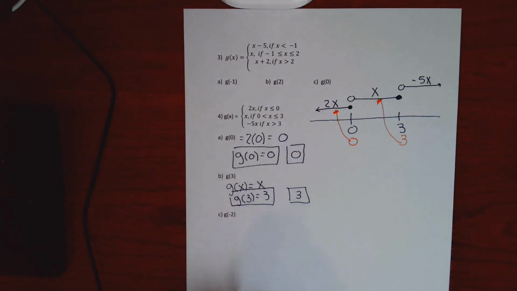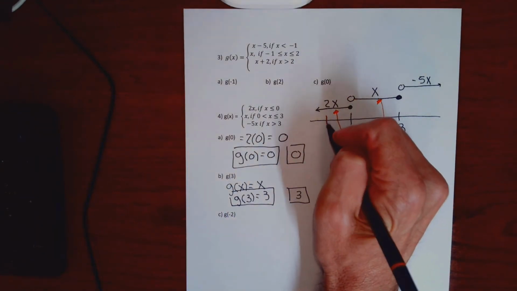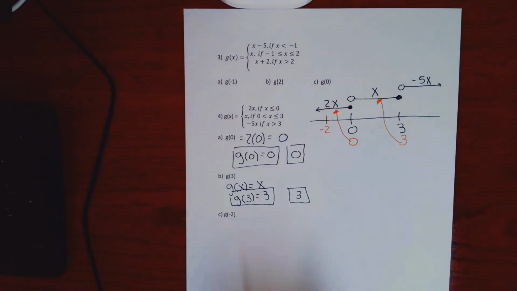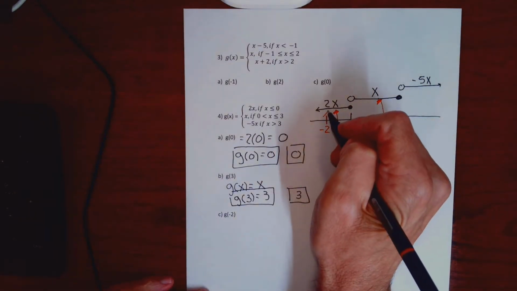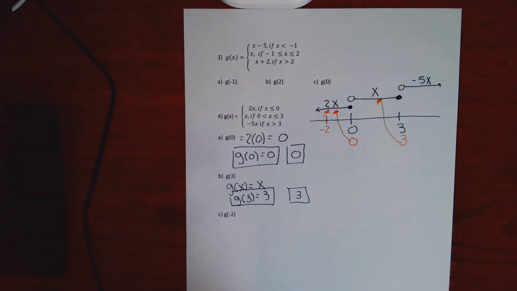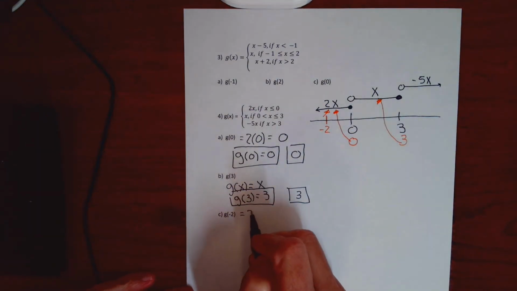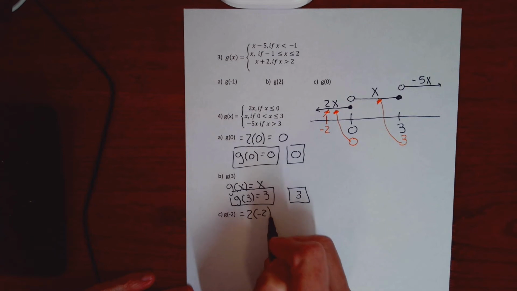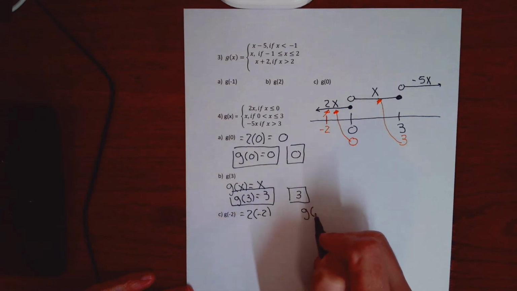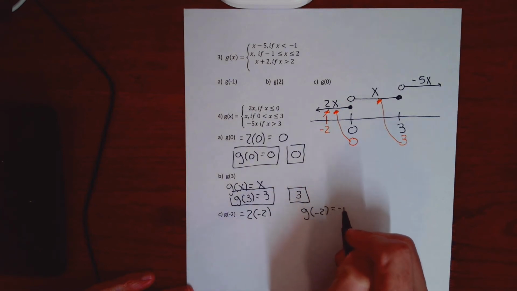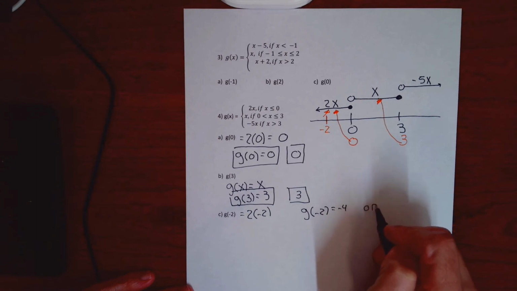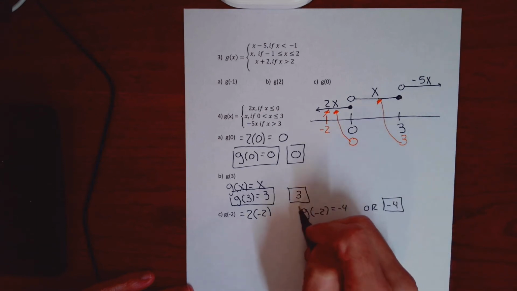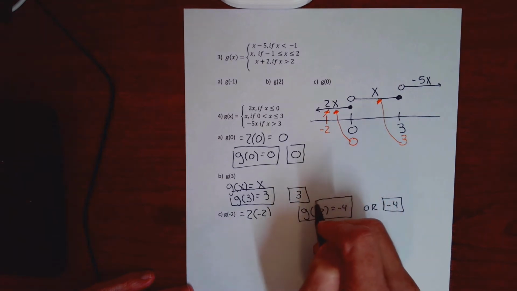Part C gives me the number negative 2. On a number line, negative 2 is to the left of 0, so it's about there. The function I'm going to plug the negative 2 into is the 2x. So g of negative 2 is going to be 2 times negative 2. For an answer, I can say g of negative 2 equals negative 4, or I can just write the number negative 4. I guess I could even write y equals negative 4 if I really cared to.